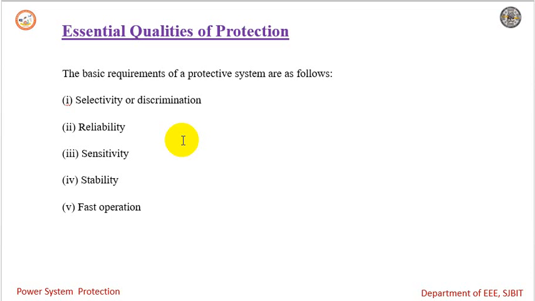And it also should be able to distinguish whether the fault lies in its zone of protection or outside the zone. So we know that there are different zones of protection in the power system. The relay should identify whether the fault has occurred in its zone or outside the zone, and it should be able to distinguish between fault currents and power surges, or transformer inrush magnetizing currents.